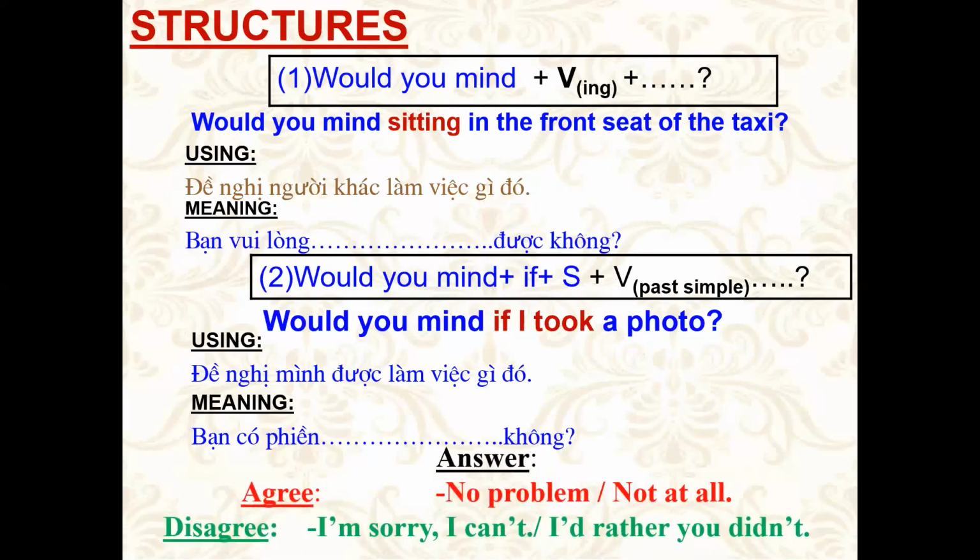Và khi đặt ra câu hỏi, chúng ta sẽ phải có những cách trả lời. Nếu như bạn đồng ý, bạn sẽ nói là no problem, not at all. Và khi bạn không đồng ý, bạn sẽ trả lời I'm sorry, I can't. I'd rather you didn't.